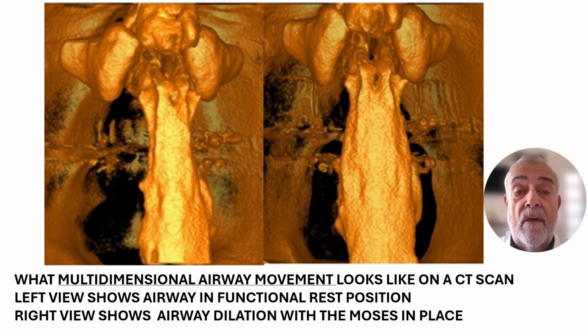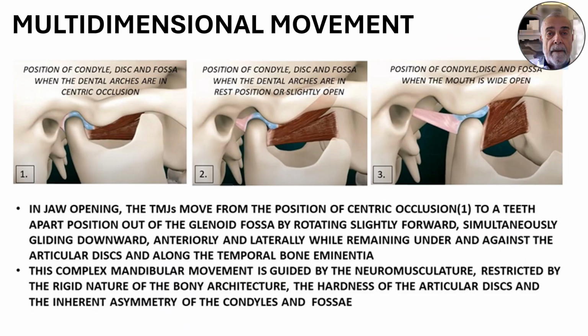multidimensional airway movement. In jaw opening, the TMJs move from a position of centric occlusion to a teeth-apart position out of the glenoid fossa by rotating slightly forward, simultaneously gliding downward anteriorly and laterally, while remaining under and against the articular discs along the temporal bone eminentia.